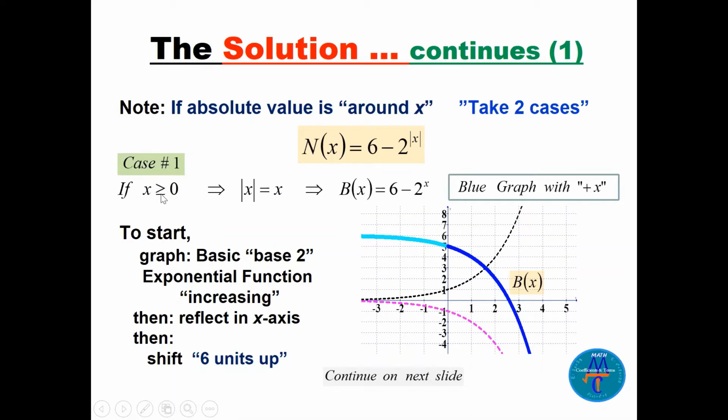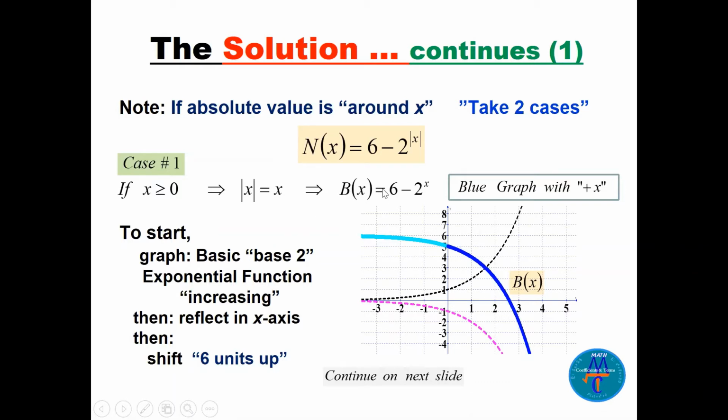Case number 1, where x is positive, x greater than 0. From algebra, we know that absolute value of x is equal to x only if x is positive. So now we have a function 6 minus 2 to the power x, a simple exponential function. I will call this one b of x, b for the blue here.